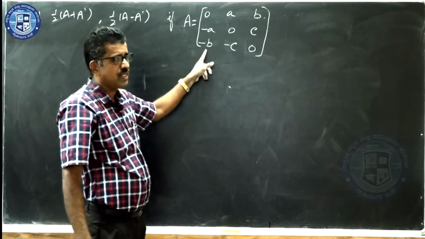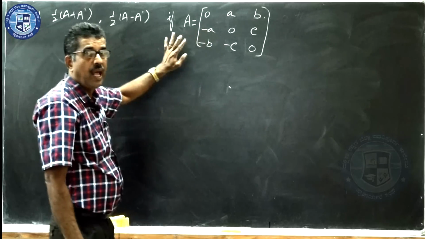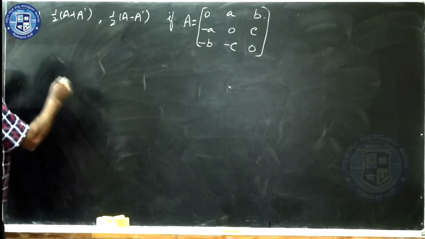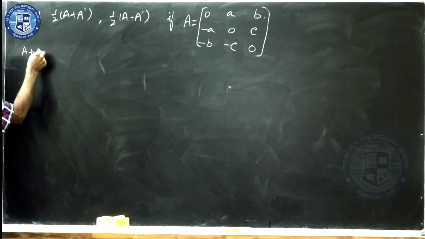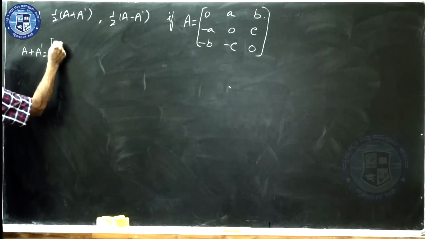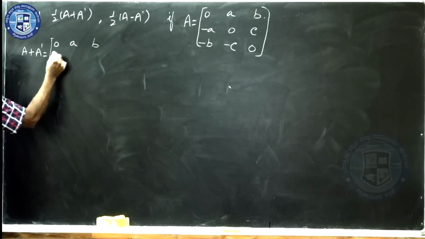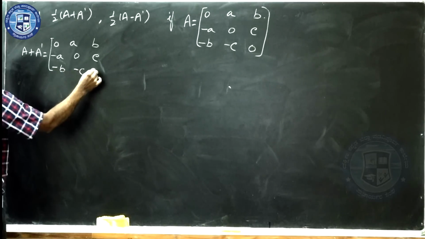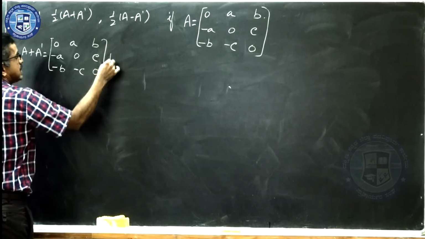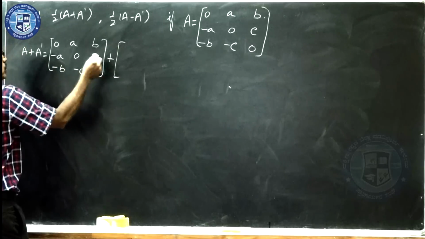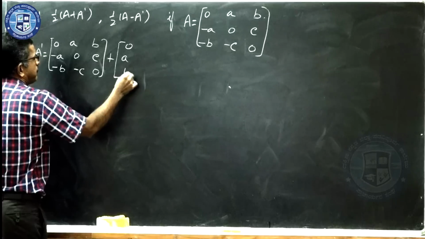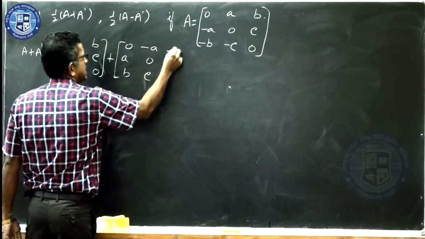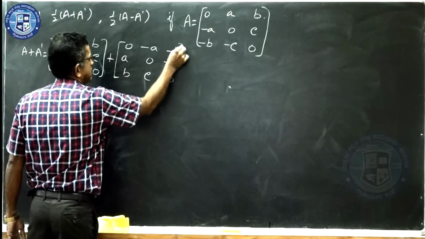Clearly, this matrix is skew symmetric, but that does not matter. You are asked to find half of A plus A dash and half of A minus A dash. Now, first let me find A plus A dash. A is 0, a, b; minus a, 0, c; minus b, minus c, 0, plus its transpose, interchanging rows into columns: 0, a, b; minus a, 0, c; minus b, minus c, 0.